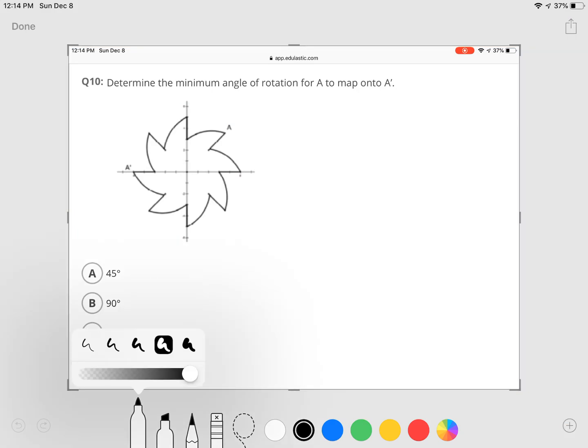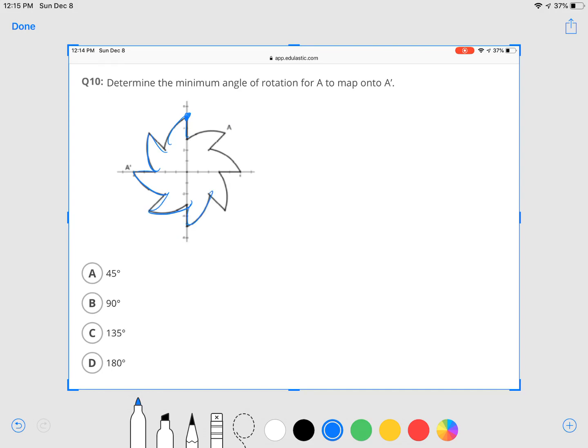What I showed them was I just got the minimum angle. So this has, let's call them spokes. It's got 8 spokes: 1, 2, 3, 4, 5, 6, 7, 8. So this has a symmetry. This has 8-fold symmetry.